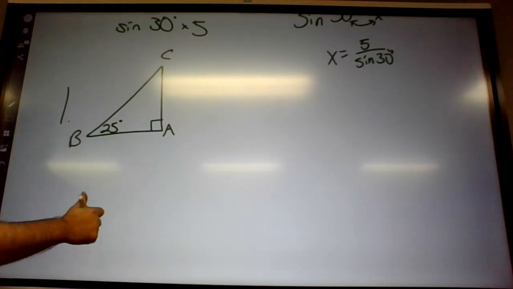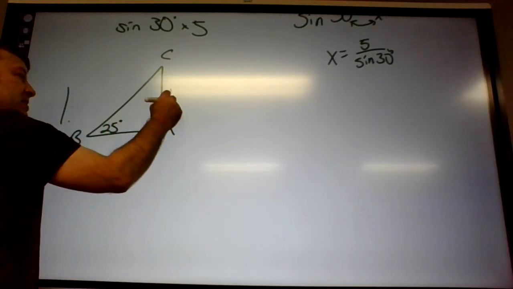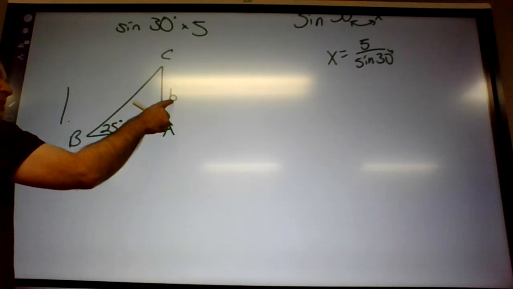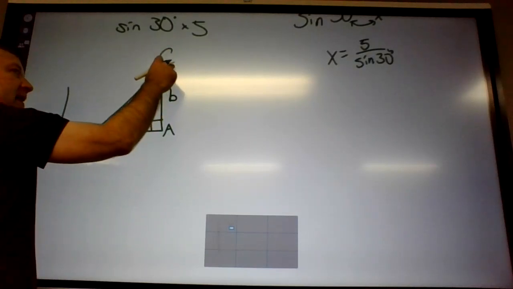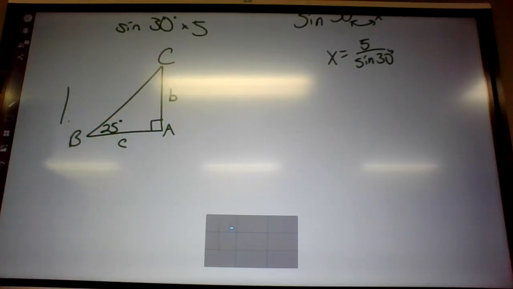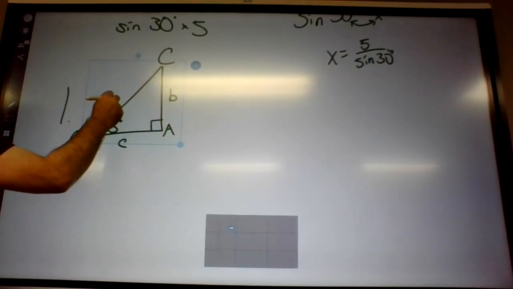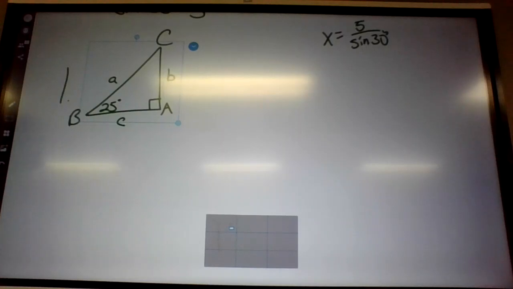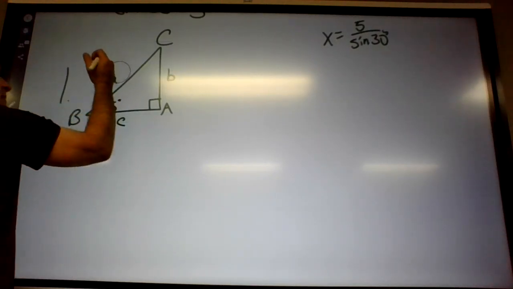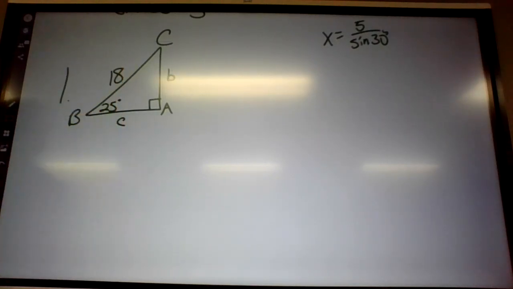Okay, so when they put little b, that means side B. Side B is opposite of angle B. So if this is angle C, this is like a capital C. Side C would be right here. This is angle A, this is side A. Okay, so we're missing a fact though. Hold on. I don't have enough information. A equals 18. So the hypotenuse is 18.